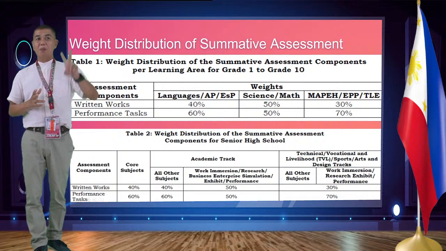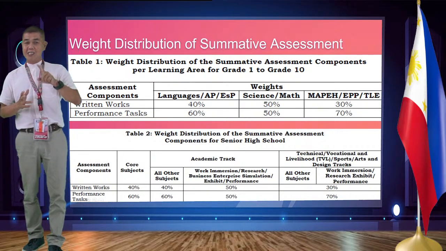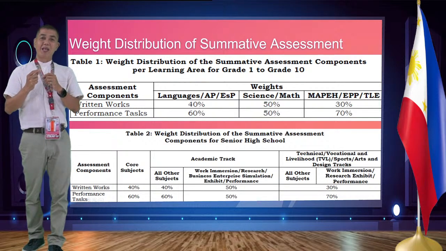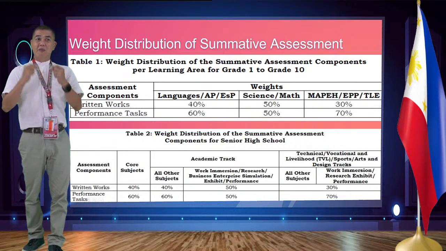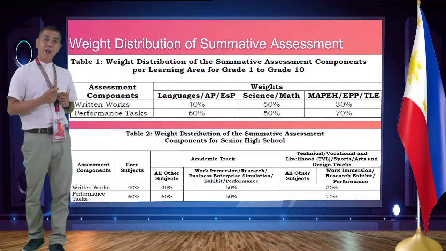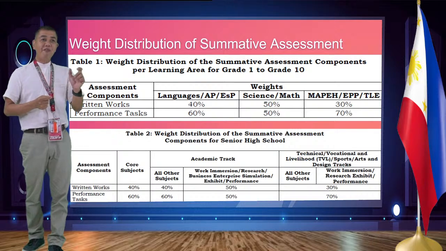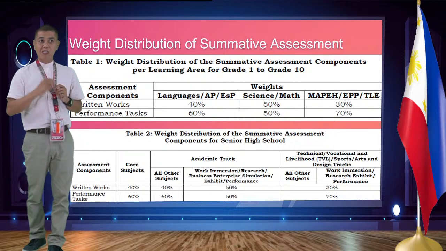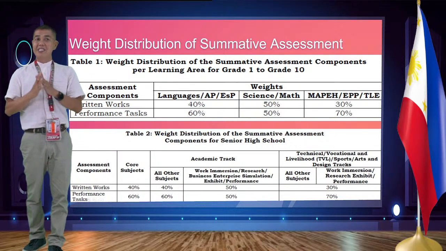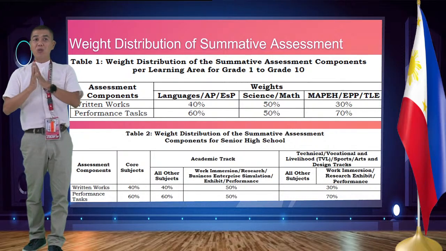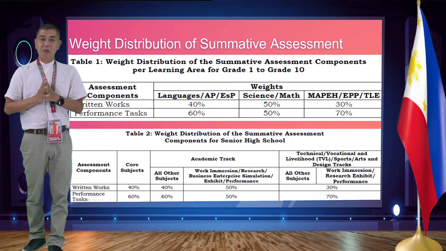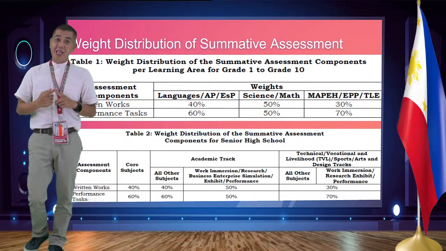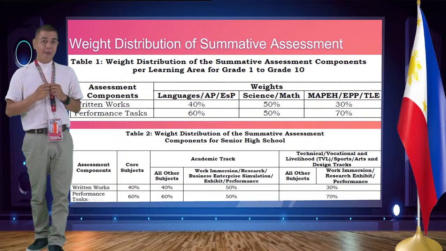Dalawa na lang po. So, if you still remember po, the written work is 30, performance task 50, and the quarterly exam is 20. Based on Deped Order, the 10% will be given, 30% will become 40, and 50% becomes 60. Ang 20% hinati po sa dalawa. Same also with our science and math. Instead of 40, 40, 20, naging 50, 50. For sa MAPE, EPP, and TLE, instead of 20, 60, and 20, nagiging 30 and 70.